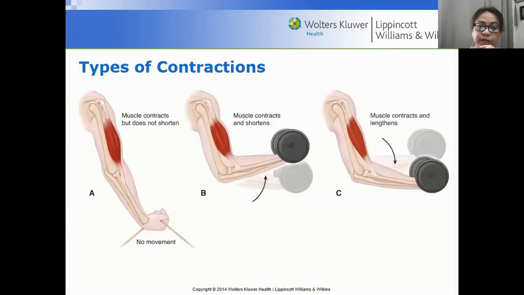Then the types of contractions, we have movements A, B, and C. So the muscle contracts but does not shorten, so no movement is being applied. And letter B, the muscle contracts and shortens. As you observe, there is already an increase in the muscles of your biceps. And then the muscle contracts and lengthens as you do the extension.